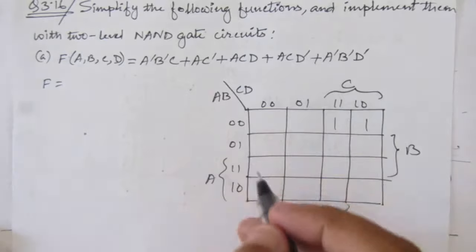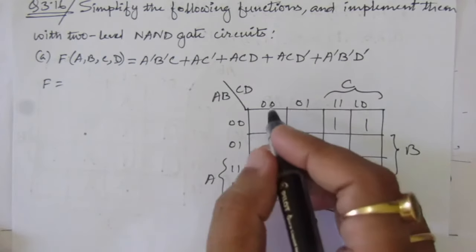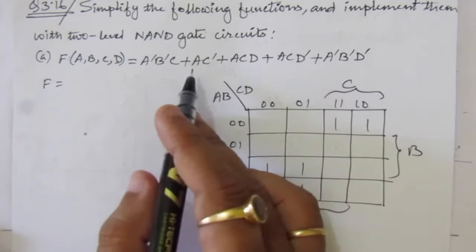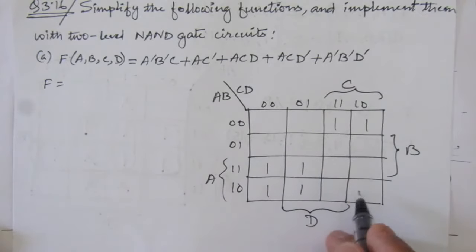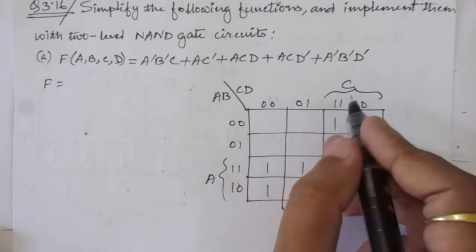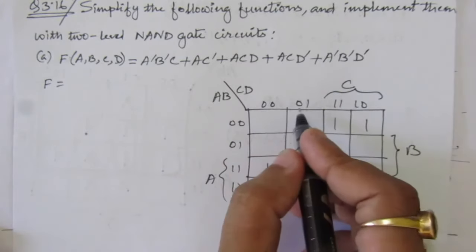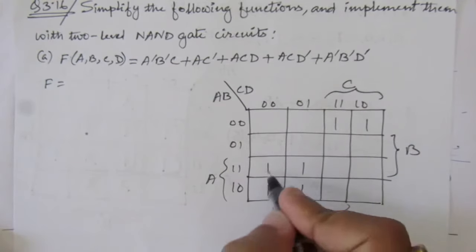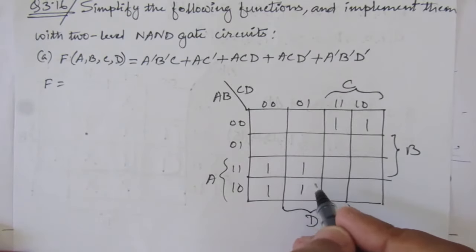Next, we have A C bar. A is the third and the fourth row. And then we have C bar. C bar means the first column and the second column. Let us repeat it: A C bar. A means the third row and the fourth row, and C bar means the first and second columns, because the third and fourth columns are C. We can see that these four blocks are the common squares. Therefore, we have put one values here.